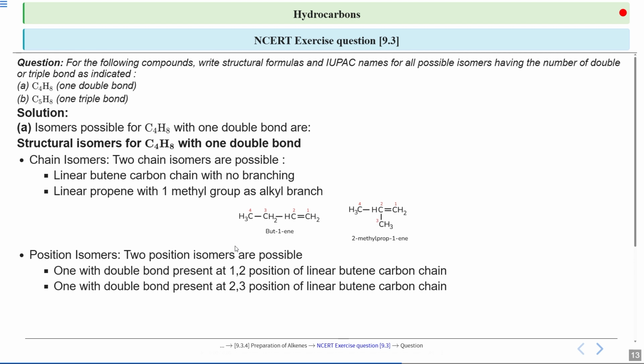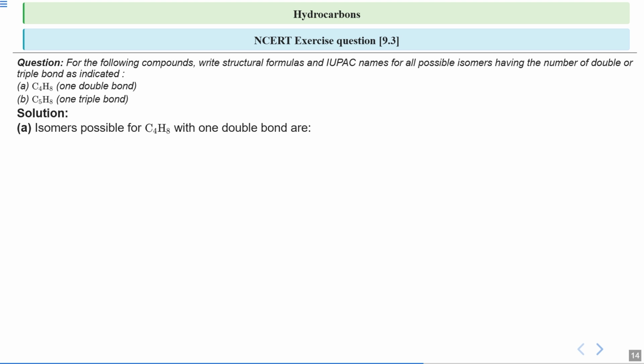So basically, if you take the case of 2-methyl-1-propene, the position of the double bond is similar on both sides. You can take it on either side, and it will result in the same structural isomer. But if you are considering the position isomer for but-1-ene, then 2 isomers are possible in that case. So now we have talked about the 2 kinds of isomers.